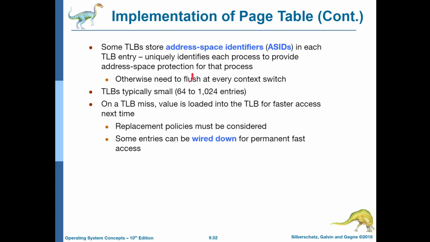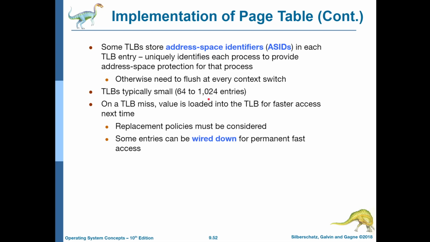So there is also a value in most TLBs called an address space identifier. This address space identifier is unique per process and is part of the associative lookup. Most TLBs are between 64 items to 1024 items within the TLB.